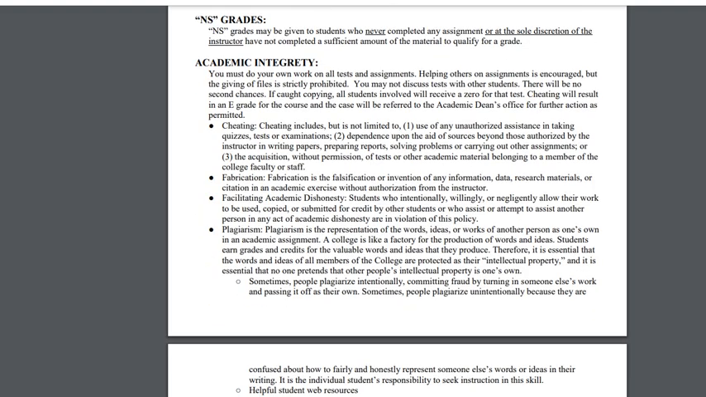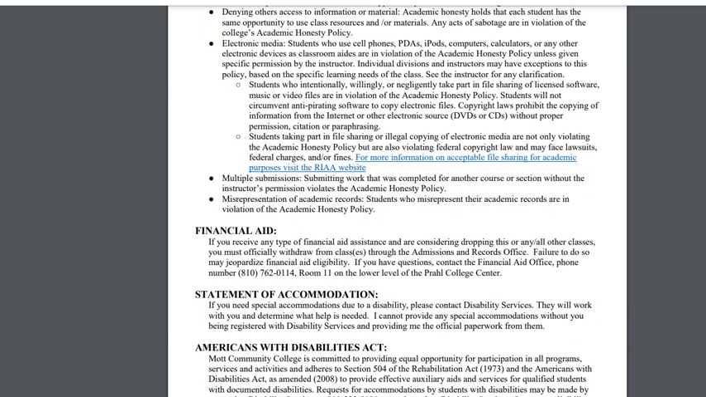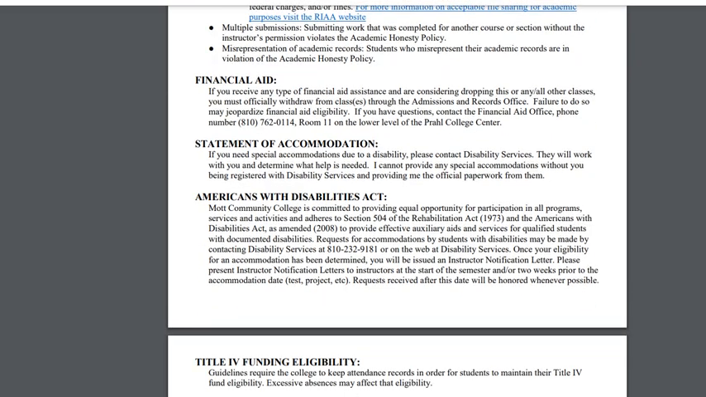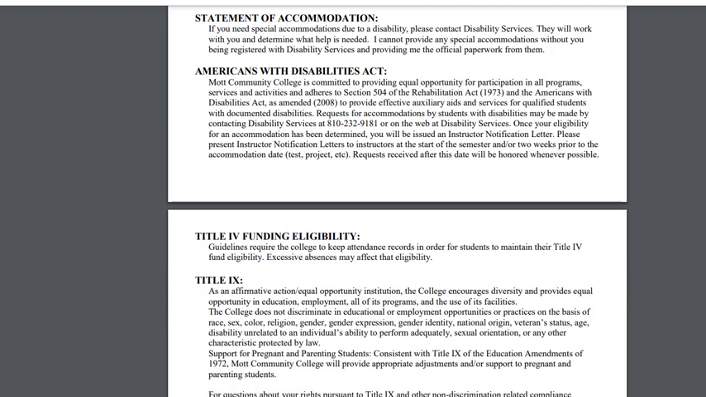Academic integrity, I expect you to do your own work and nothing more, nothing less than that. Financial aid, please contact financial aid services. They'll be able to help you. If you have a disability, you'll need to contact disability services. They'll tell you what needs to be done. You'll need to get hold of me, provide me with paperwork, and I'll work around whatever they approved you for. Same with Title IX.